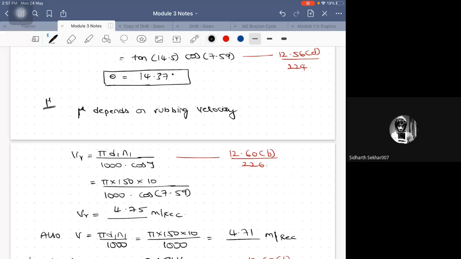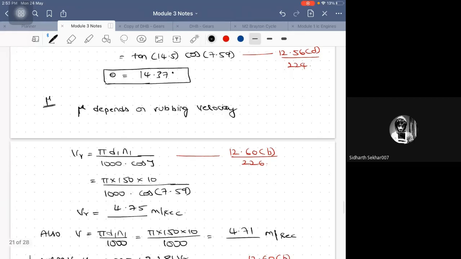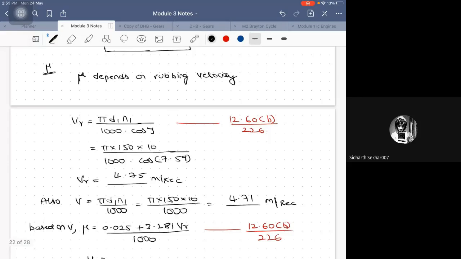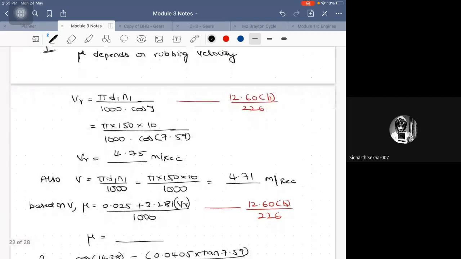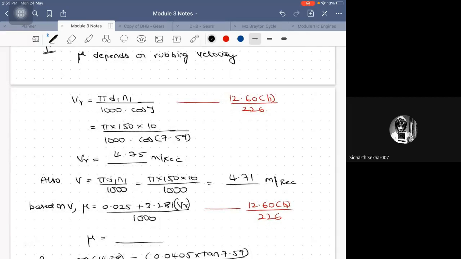For this velocity, what is the expression through which I can calculate the value of mu based on rubbing velocity? Take a proper equation there. Equation .6, page number 226, exactly correct. So pick that equation, where it says mu is equal to 0.025 plus 3.281 VR, and VR is this divided by 1000. Just substitute the value of VR, whatever you have got, and give me the value of mu.